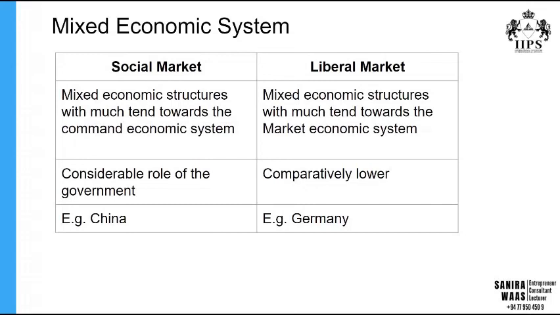As an example, the social market is a mixed economic structure tending more towards the command economic system, where you can find a considerable role of the government. On the other side, the liberal market is also a mixed economic structure, but tending more towards the market economic system, where the government role is comparatively lower. And you can find the examples below as well.